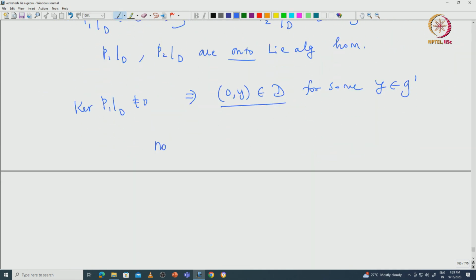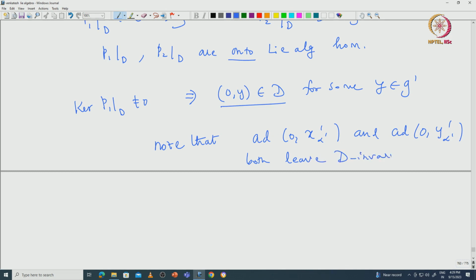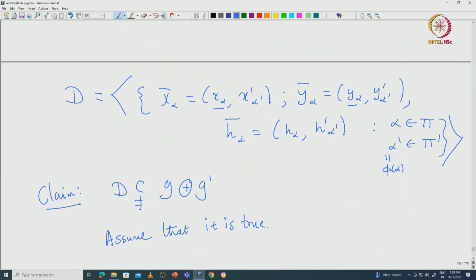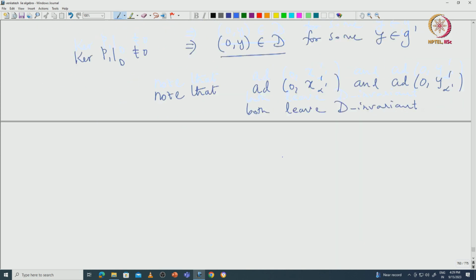Okay. So, note that ad of (0, x alpha dash) and ad of (0, y alpha dash) both leave D invariant. Because this is just from the definition of capital D. Capital D is generated by this x alpha bar, y alpha bar and h alpha bar. So, the ad of that, whatever it is, will act on the second part, but it is a subalgebra generated by this, so it will just leave it invariant.